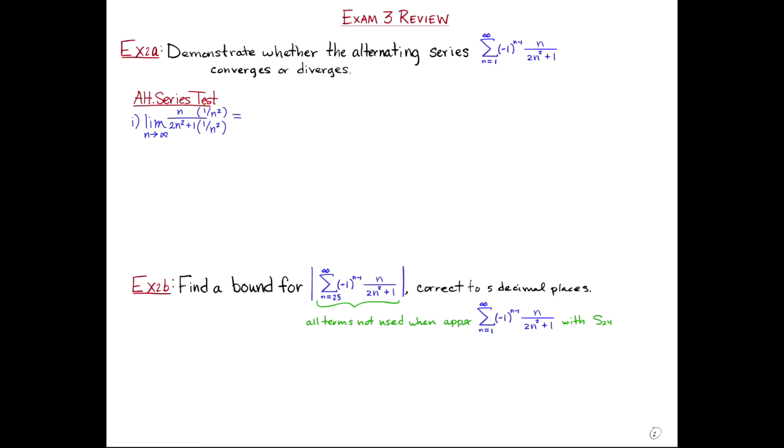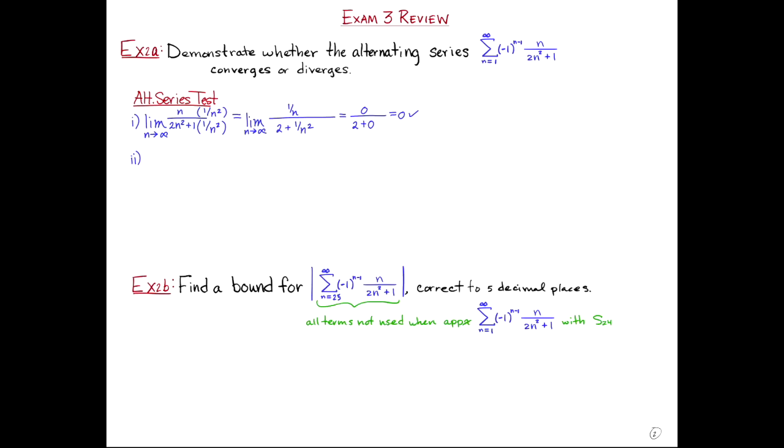This is equal to the limit as n approaches infinity. In the numerator, we have 1 over n. In the denominator, we have 2 plus 1 over n squared. As n goes to infinity, the numerator goes to 0, and the denominator goes to 2 plus 0, which simplifies to 0, as desired. We also need to show that the terms are decreasing. We want b sub n plus 1 to be less than b sub n.